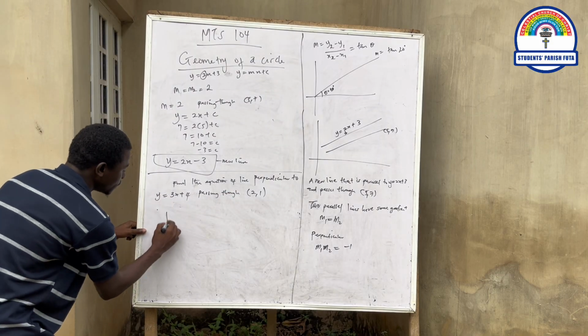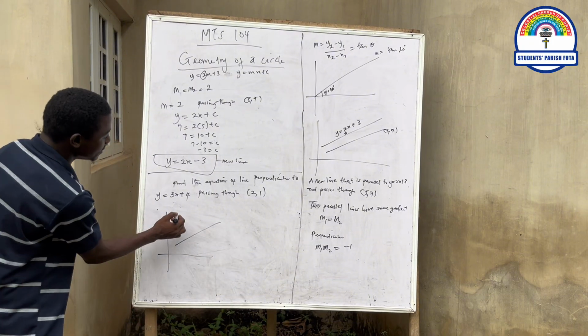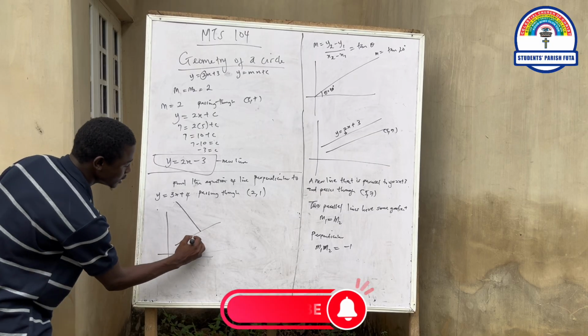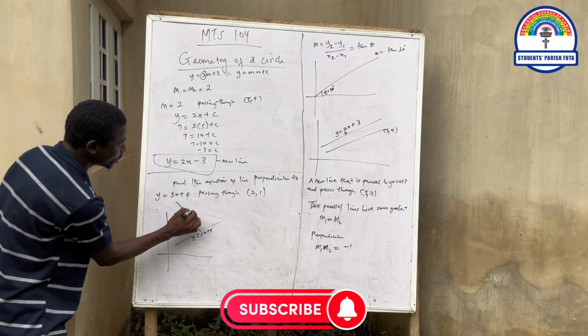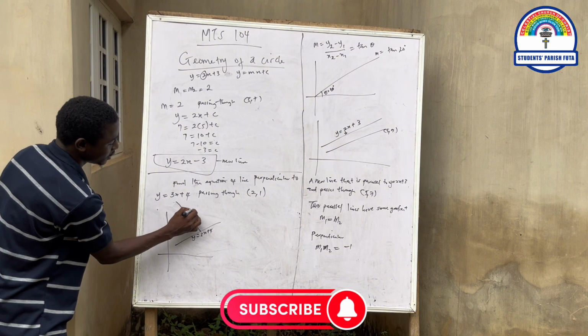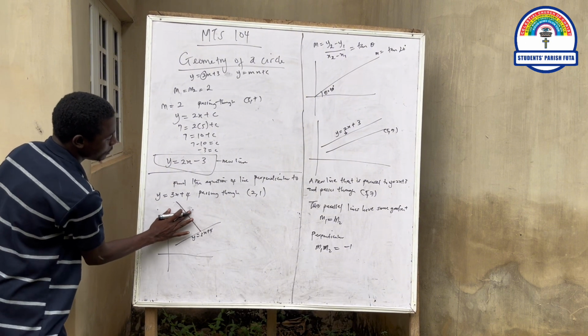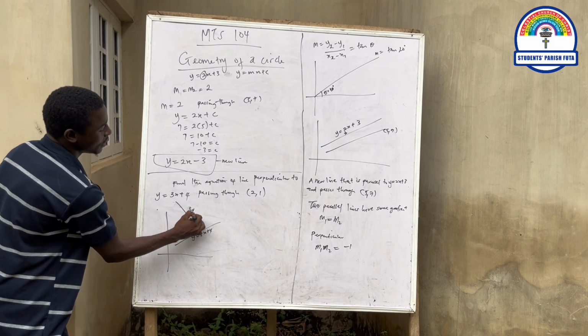If this is the line of 3x plus 4, let's assume this is the line of 3x plus 4. The line perpendicular to it means the line, I will do like this. This is the line. So this is y equals 3x plus 4. Let's assume. So it means I'm looking for the equation of this new line. I'm looking for this one. Let me call it yn. That is my new line.